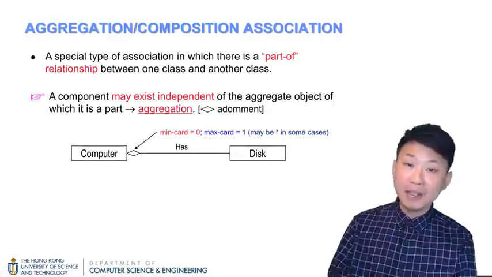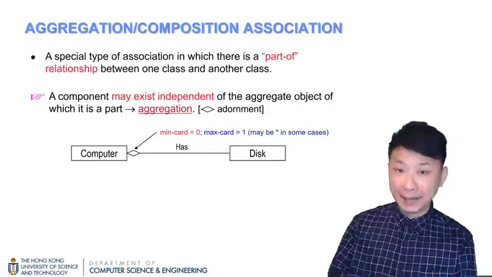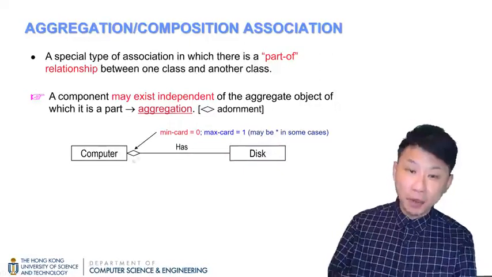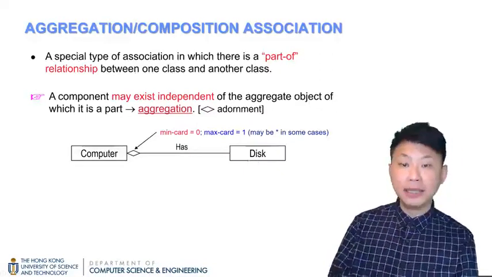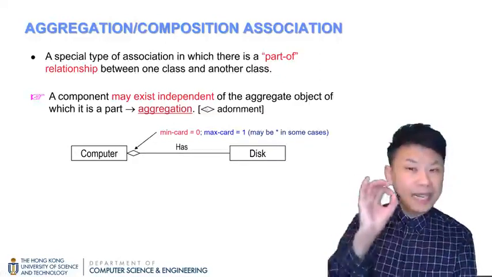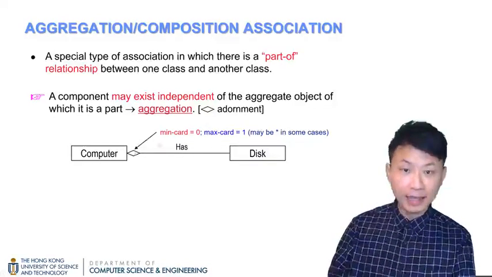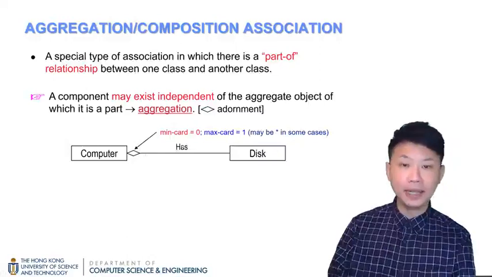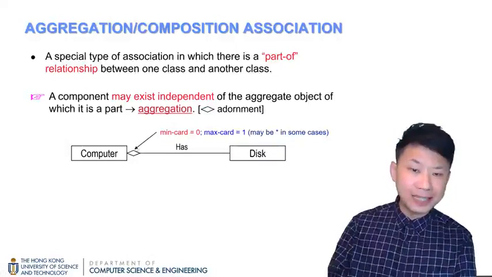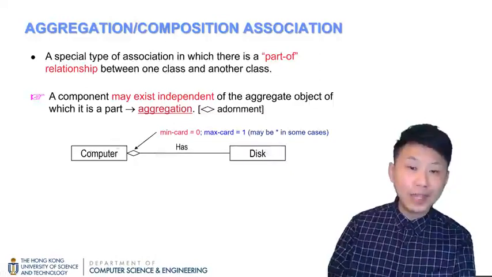And when we are using a hollow diamond, we have a special meaning. It means that it's going to be part of something. For example, the disk is going to be part of a computer. When we have the meaning part of, we're going to use a diamond. And if it's hollow, then the multiplicity on the computer side is going to be 0..1. That means a disk is going to be associated with 0 up to 1 computer.